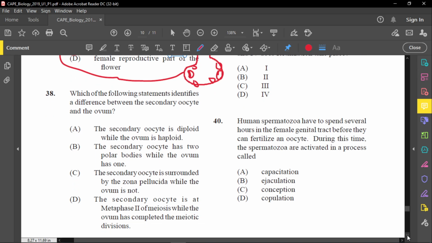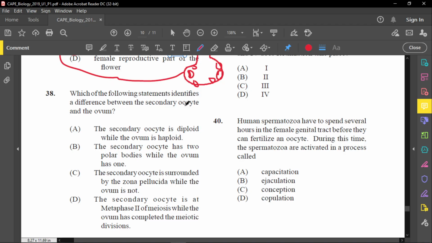All right, question number 38. It says, which of the following statements identifies a difference between the secondary oocyte and the ovum? When you talk about the secondary oocyte and the ovum, first you need to think about the secondary oocyte, you're talking about just before ovulation, right?